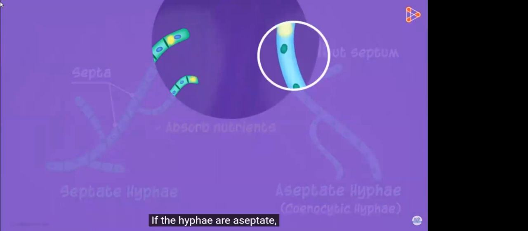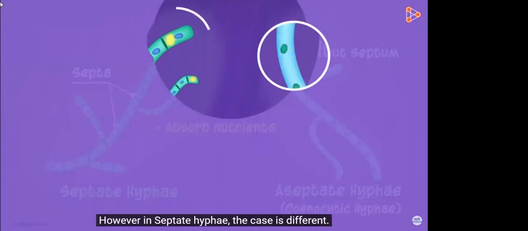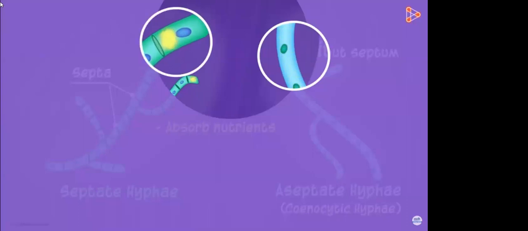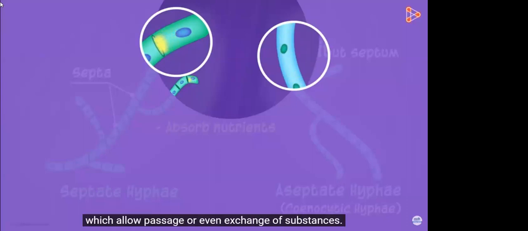If the hyphae are aseptate, then the nutrients can be directly passed. However, in septate hyphae, the case is different. The septa have small pores which allow passage or even exchange of substances.